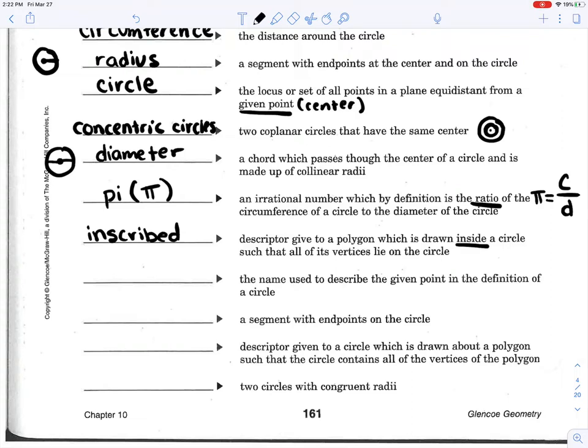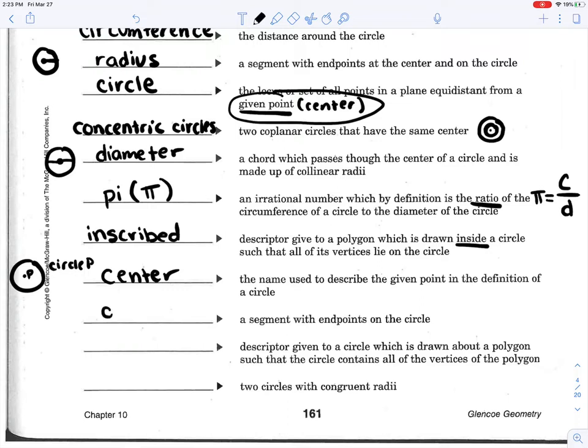The name used to describe the given point in the definition of a circle, well, we said that up above here, the given point is the center. You will always name the circle for its center. So if I have a circle whose center is P, this would be circle P. It's always named for its center.